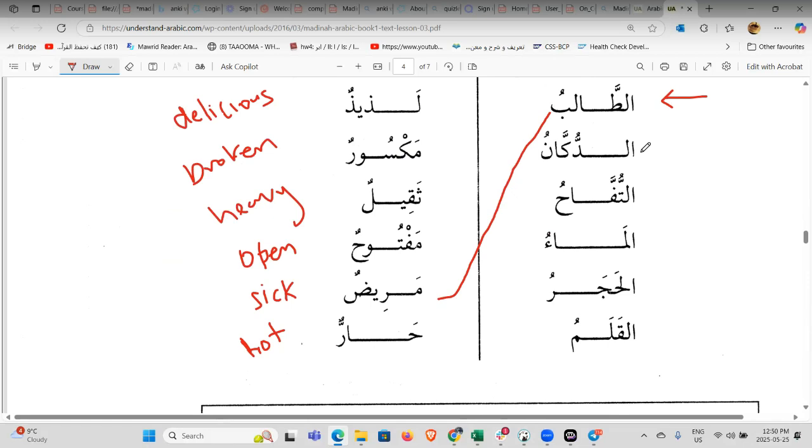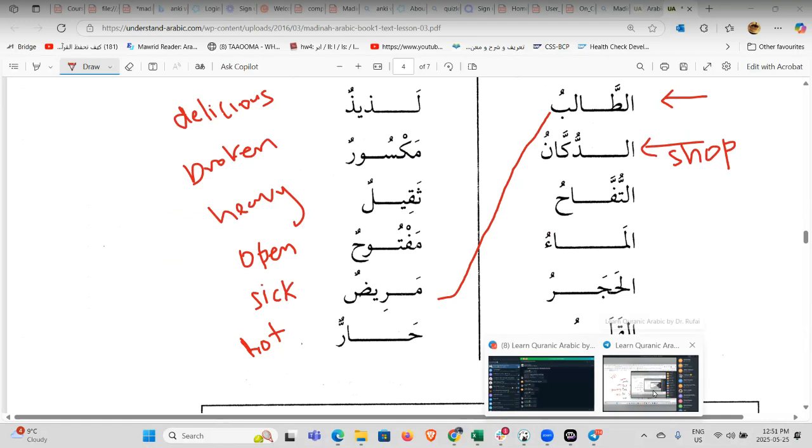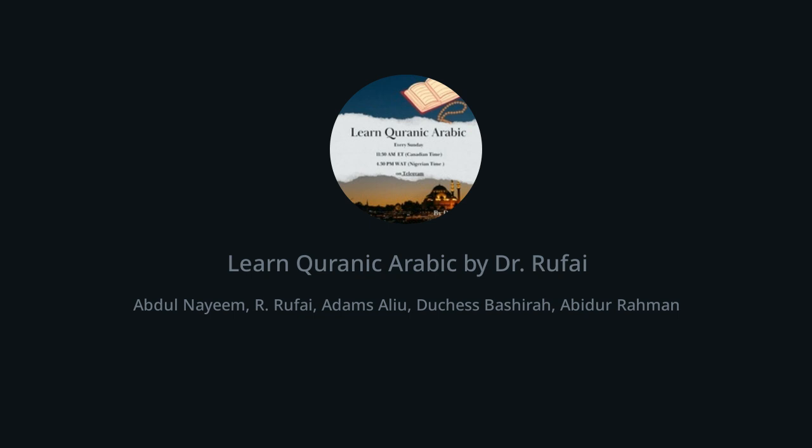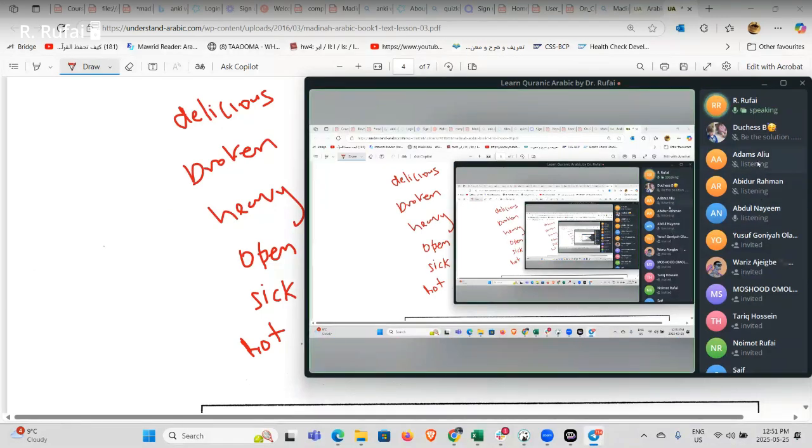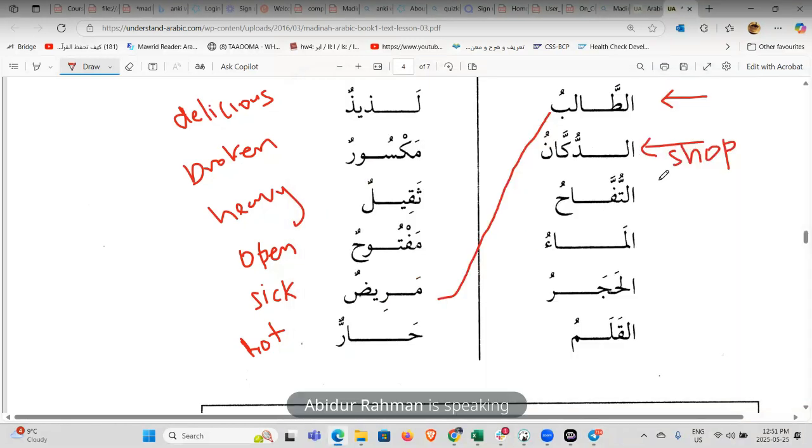Very good. This word ad-dukan means a store or a shop. Dukan. Okay. So the next person would be Abidur Rahman. Yes. So, الدكان مفتوح. Very good. The shop is open. The shop is open.